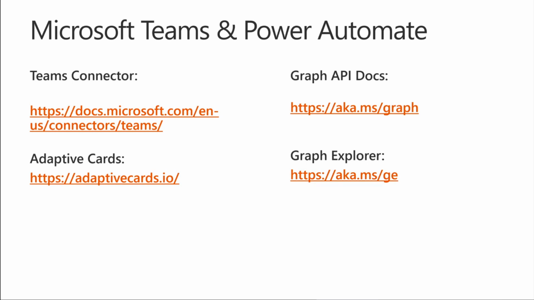In the Power Automate Designer, it could be a little bit difficult to work with adaptive cards. So that's why I always use the adaptivecards.io designer to create them, and then copy the JSON to Power Automate and replace some values with the dynamic values from Power Automate. Next to that, there are also links to the Graph API docs, which you saw now, and the Graph Explorer.